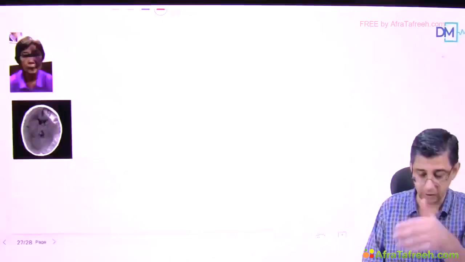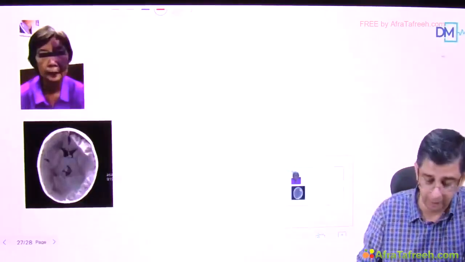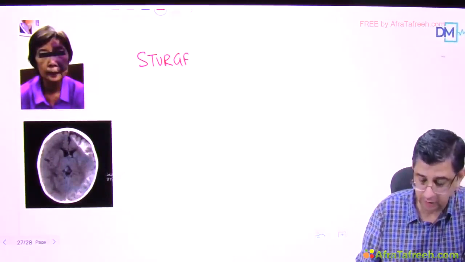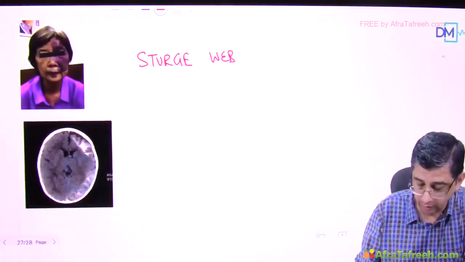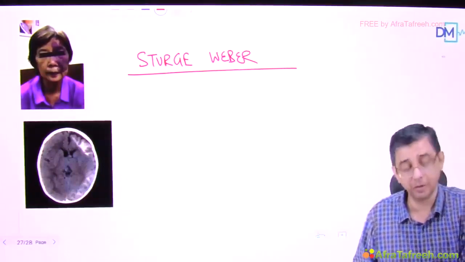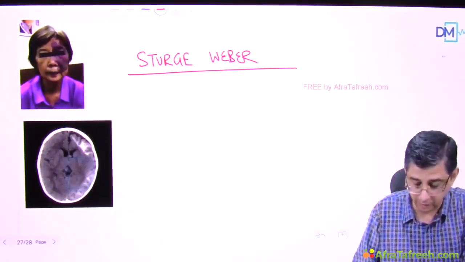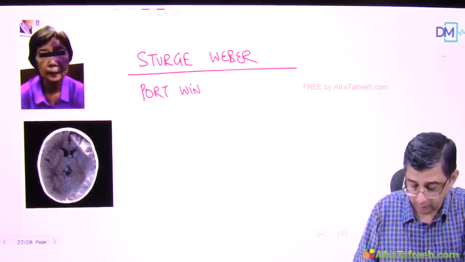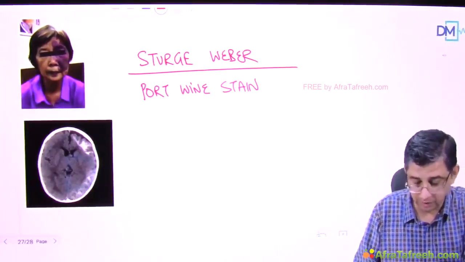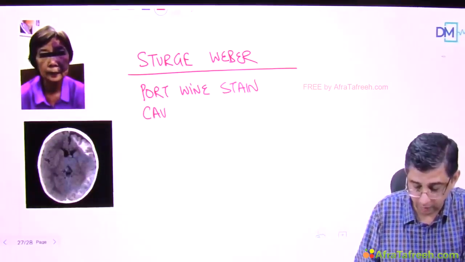Then another neurocutaneous disorder towards the end that I would like you to remember is called Sturge-Weber syndrome. The highlight of this disease, which is again a neurocutaneous disorder, would be the presence of a CNS malformation. You can see on these patients there would be a port wine stain present. On the same side of the face where the port wine stain is present, there will be a same-sided cavernous angioma in the brain.